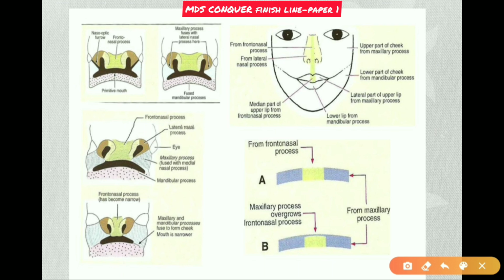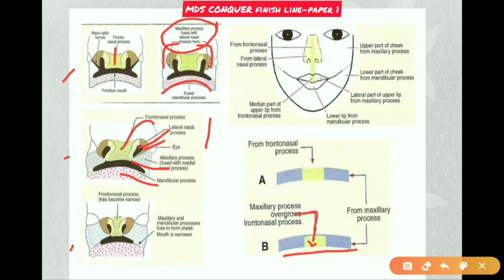You can see here the development of the lip. This is the maxillary process, which overgrows the frontal process, and here you can see the fused mandibular process. Here the maxillary process fuses with the lateral nasal process, and this is the frontonasal process. Okay, this is the frontonasal process, maxillary process, lateral nasal process, and this is the mandibular process. You can draw any one diagram which represents all the processes.